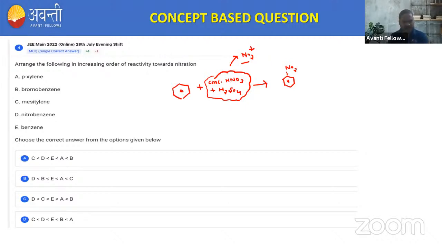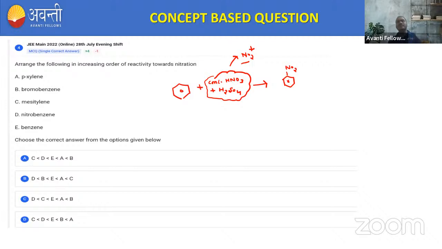benzene also, right? So, we all know that as the electron donating groups increase, because NO2 plus is an electrophile, the electrophile attacks the benzene ring. So the electrophile feels very comfortable attacking the benzene ring when the electron density in the benzene ring is very high, right?